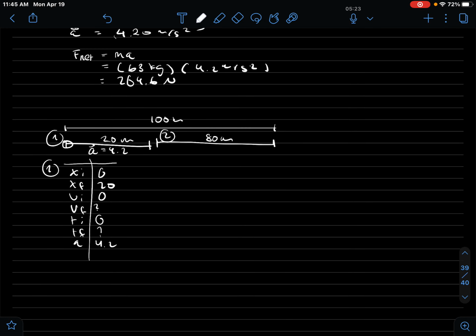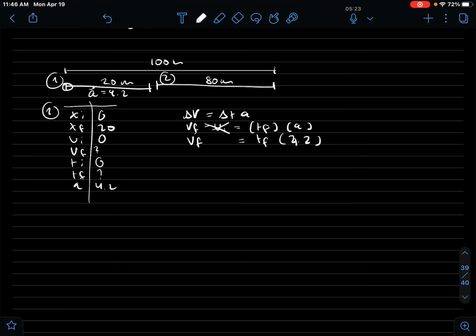So just try out multiple equations. One equation is delta V equals delta T times A. So Vf minus Vi equals, I'll just say, Tf times A. Your Vi is already 0, so might as well cross it out. So the final velocity is equal to Tf, which you don't know yet, times 4.2. That's what you get with this equation.